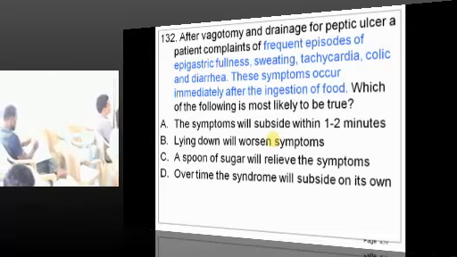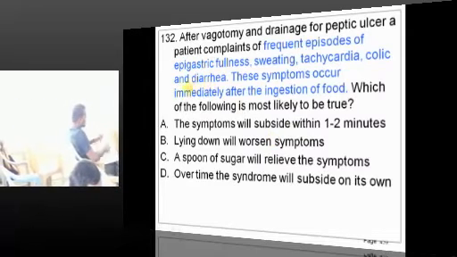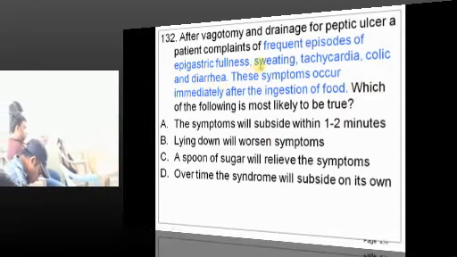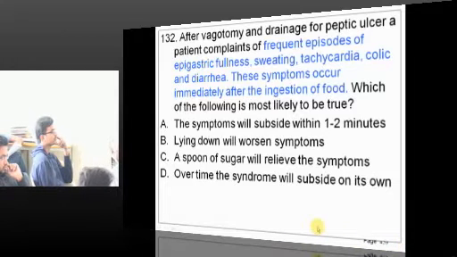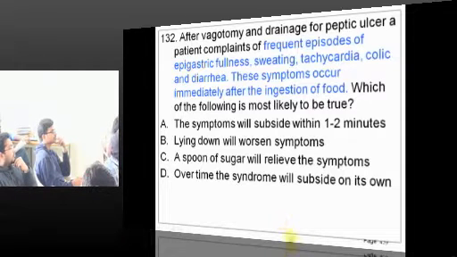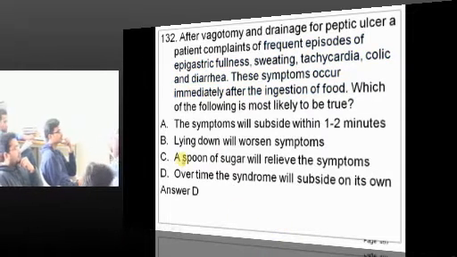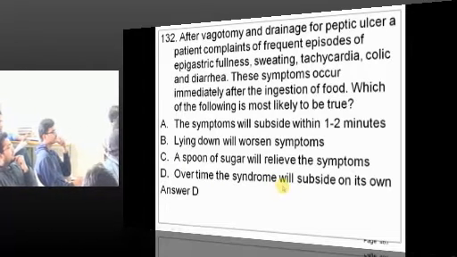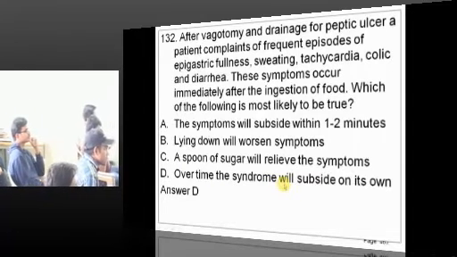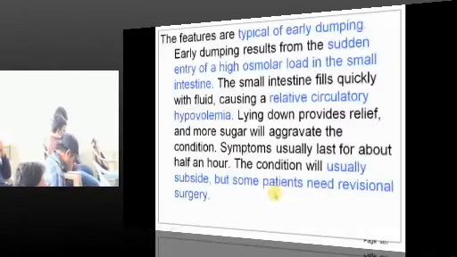After vagotomy, there is development of epigastric fullness, sweating, tachycardia, diarrhea. What is your diagnosis, Nafis? Dumping syndrome, early dumping syndrome. Which dumping? Early. Early dumping. Dumping in the honeymoon itself is early dumping. How will you treat it, doctor? Over time the syndrome will subside by itself, is what you should tell your patient.